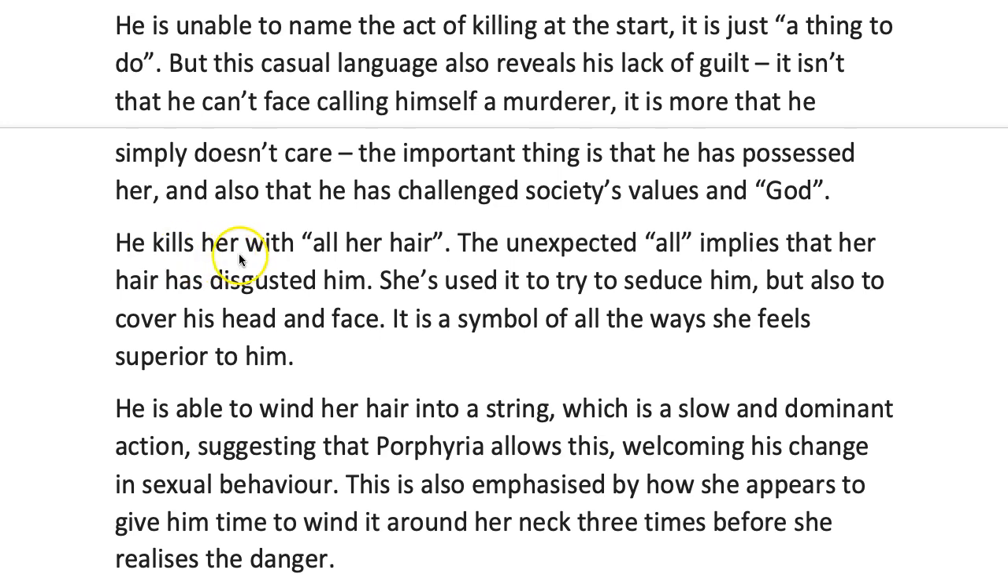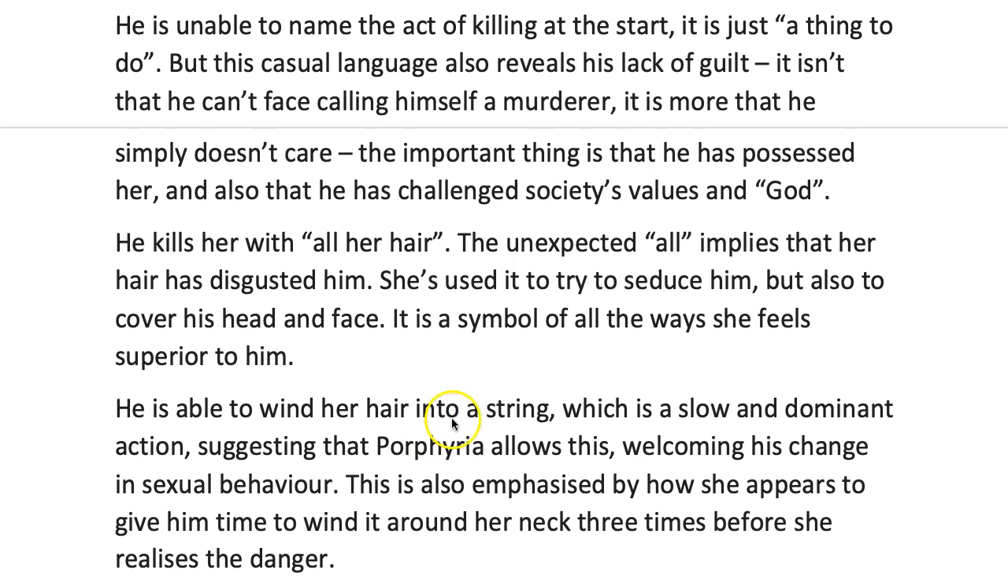Notice that he says he kills her with "all her hair." So the word "all" is unexpected and implies that her hair has disgusted him in the past. Why? Well, she's used it to try to seduce him, but also to cover his head and face. So symbolically, covering his face and head with her hair is a symbol of all the ways she feels superior to him. It's kind of obliterated his identity. So his response is to obliterate her identity.